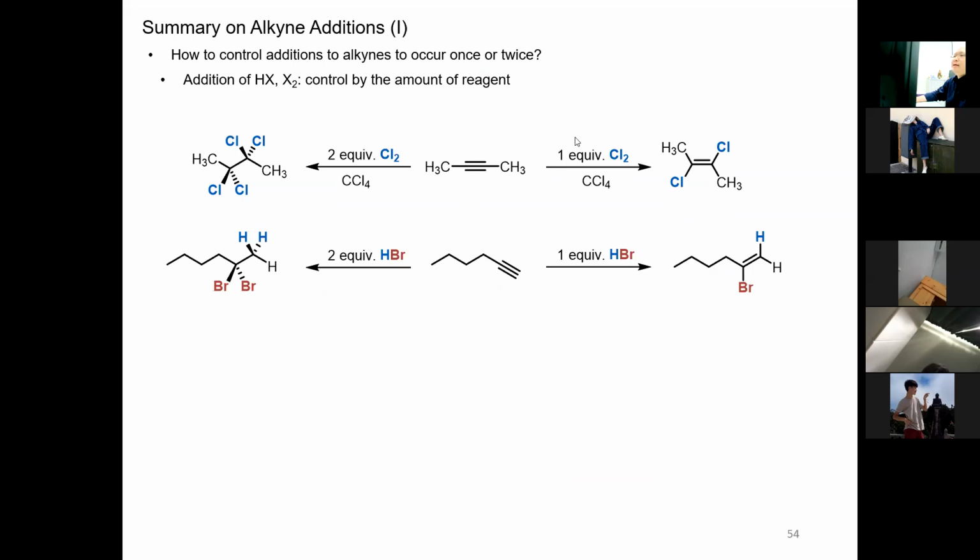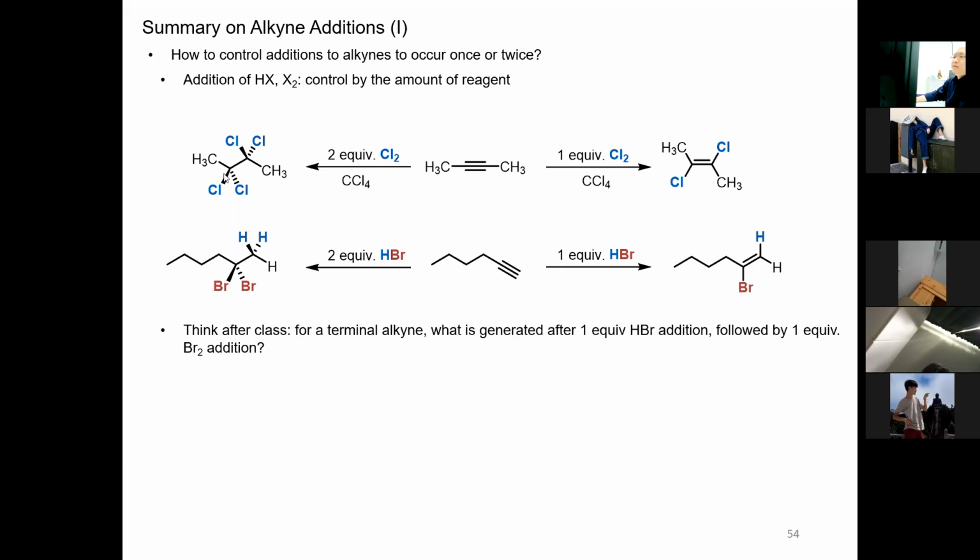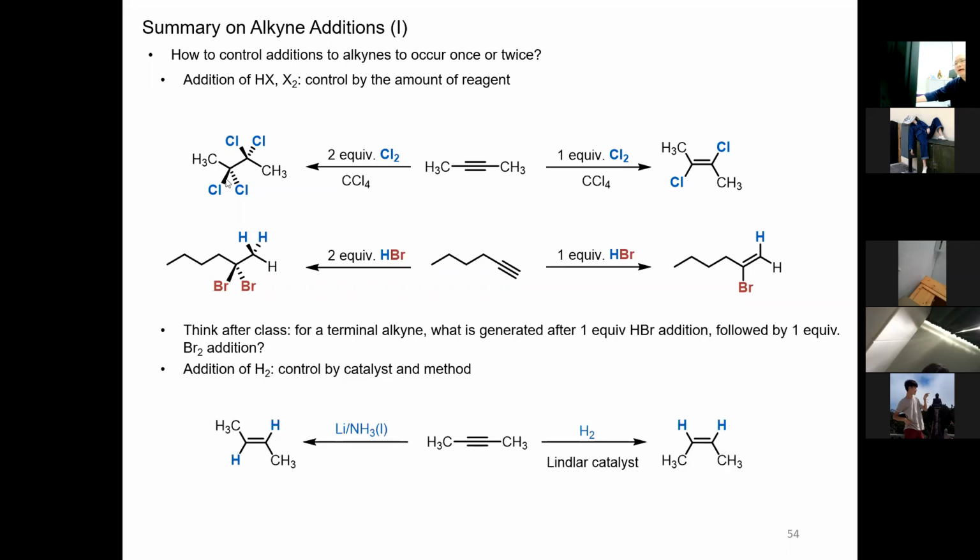So if I say I give you one equivalent of Cl2, you write this product. If I say I give you two or more equivalents of chlorine, then the product is this. Keep that in mind, all right? And for the hydrogenation, you can control the geometry of the alkene by using different methods. And if you can prevent the over reduction by using Lindlar catalyst, it stops at the alkene.